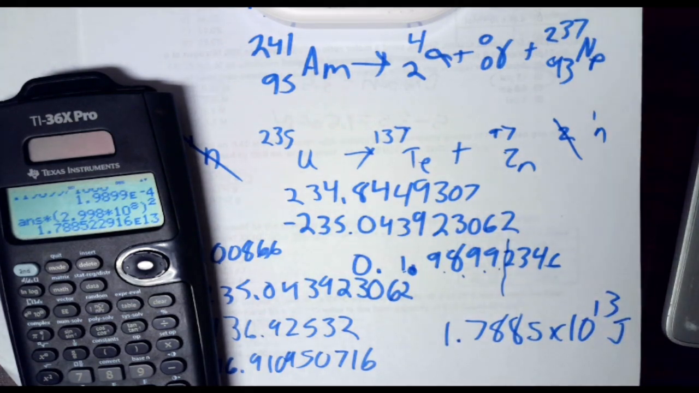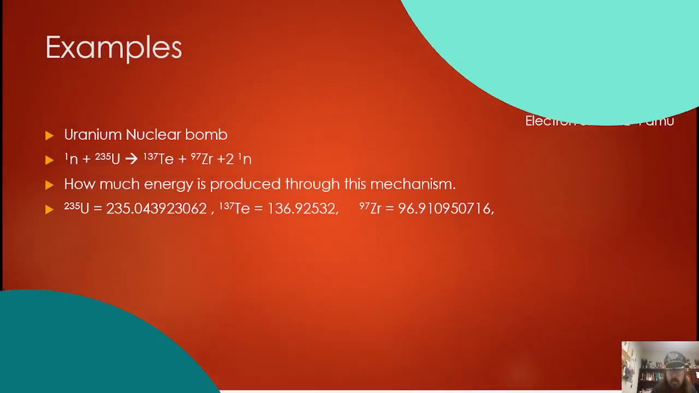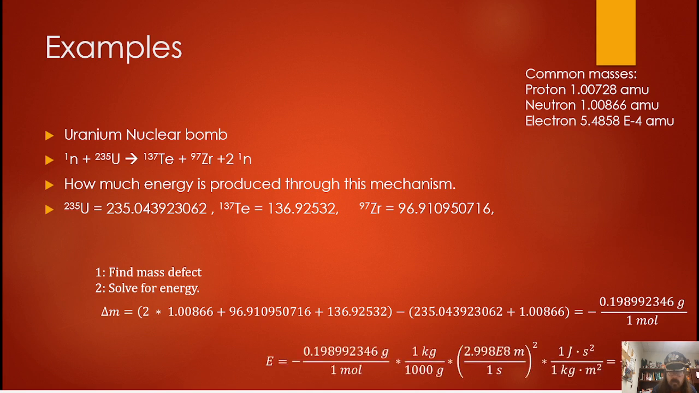So that is like 17 trillion, almost 18 trillion joules of energy per mole. That's a bit much. So you can see why these guys are so dangerous. Produces a lot of energy.